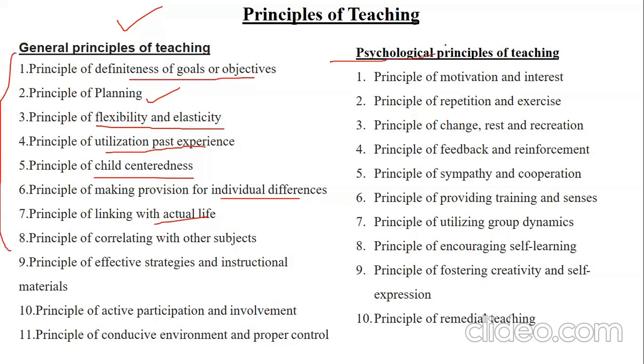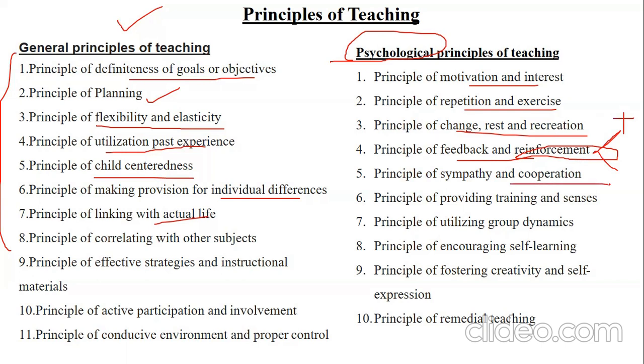Apart from this, we also have psychological principles, which deal with the impact of mental perception. That is motivation and interest; without this, sometimes even the teacher or the student will require it. Repetition and exercise, just to enhance recalling. Change, rest, and recreation, just to increase the productivity of the child's mind. Feedback and reinforcement, in the form of positive or negative. A student doing well should be appreciated to do much better. A student doing wrong should be made to face a punishment, to know the consequences, so that he won't repeat it the next time.